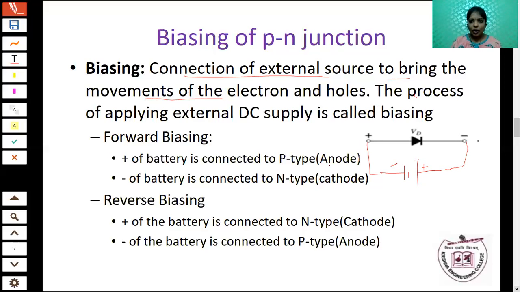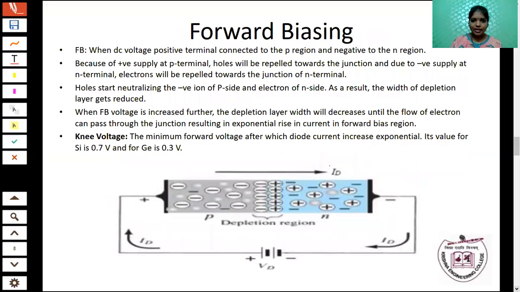Why are we going for forward and reverse biasing? In order to move the electrons in the PN junction diode, we need to apply some external energy. For that, we are going for biasing. You know that in the unbiased condition, a potential barrier is created in the depletion region. In order to break the potential barrier, we need to apply some energy. So that is the use of biasing. Now we are going to see the working of the PN junction diode under forward biasing and reverse biasing.